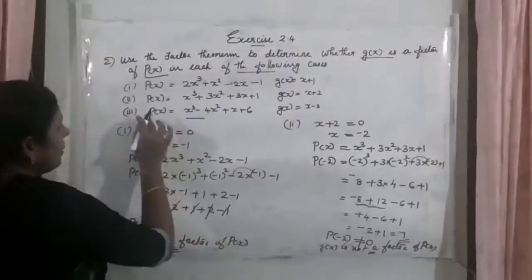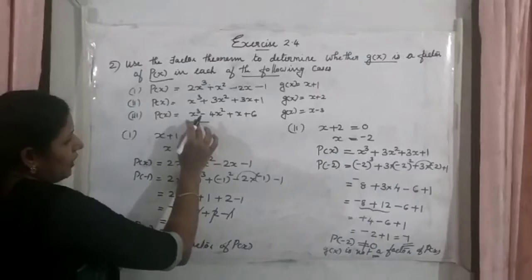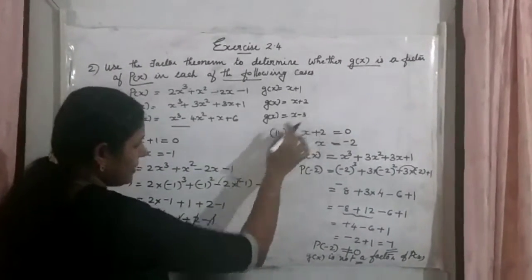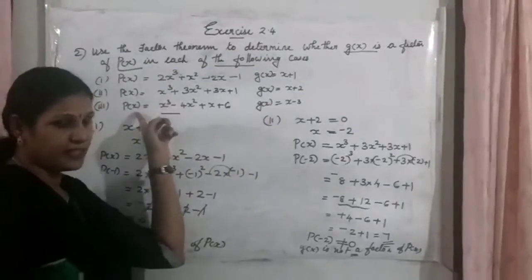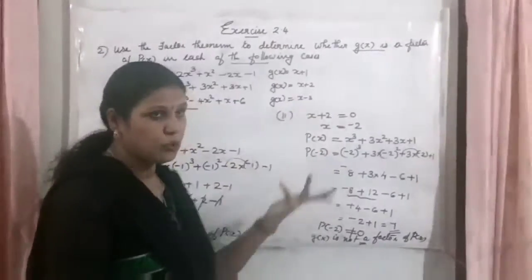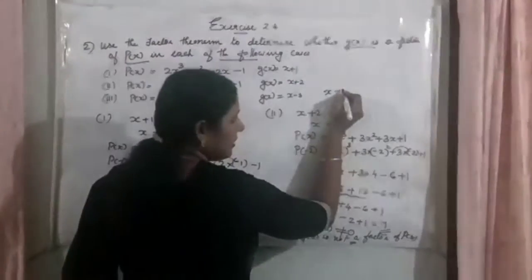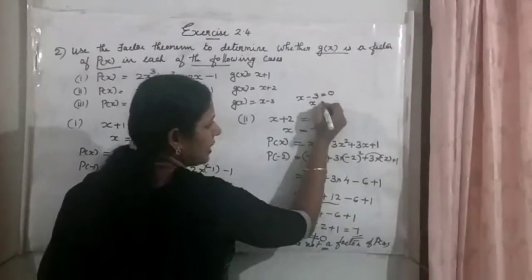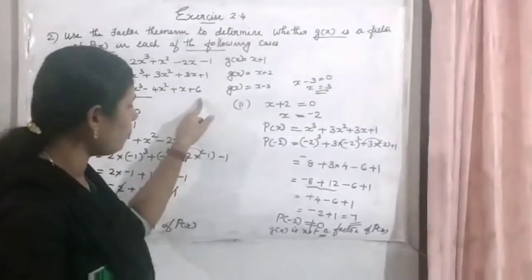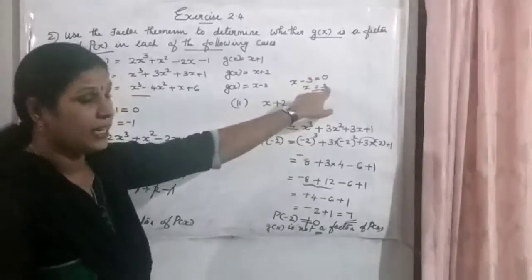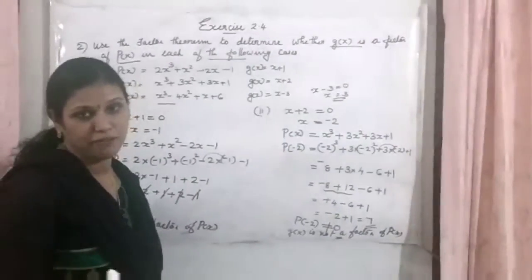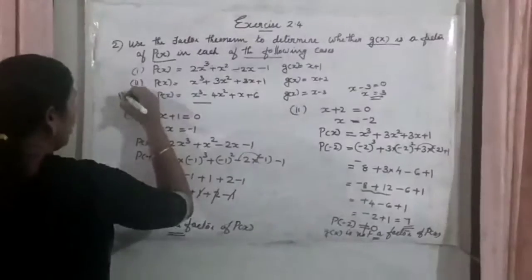Now the third question is P of x equals x cube minus 4x square plus x plus 6, and g of x equals x minus 3. Whether this g of x is a factor of P of x. Here first we equate x minus 3 to 0, that is x minus 3 equals 0. We get x equal to 3. Now in the polynomial, we put 3 instead of x. That problem you have to do yourself at home. So it's homework.